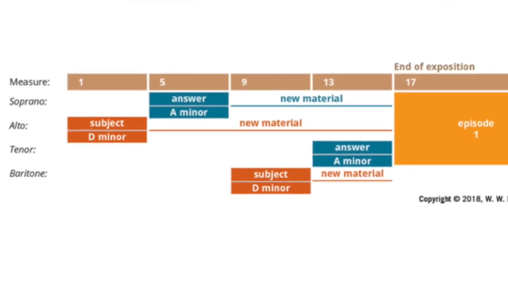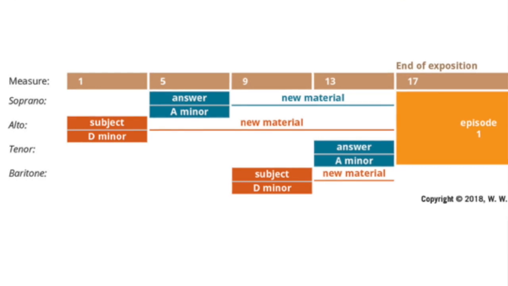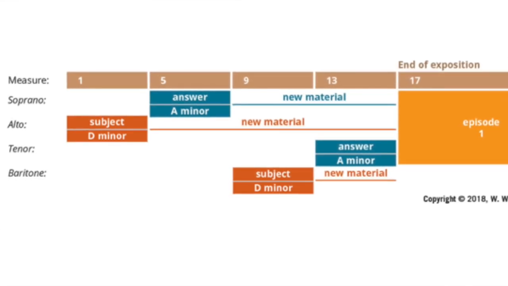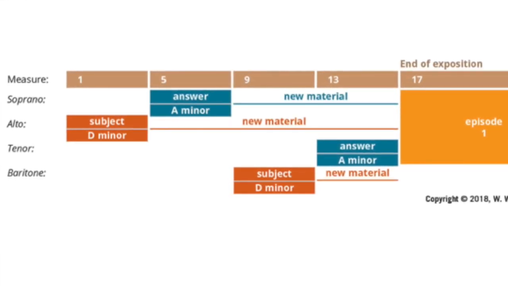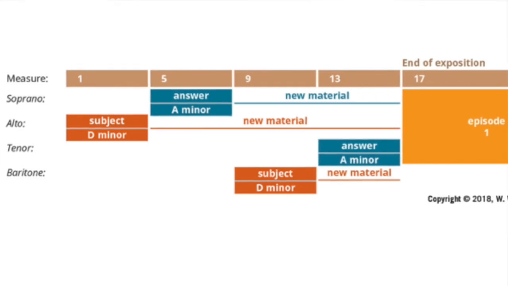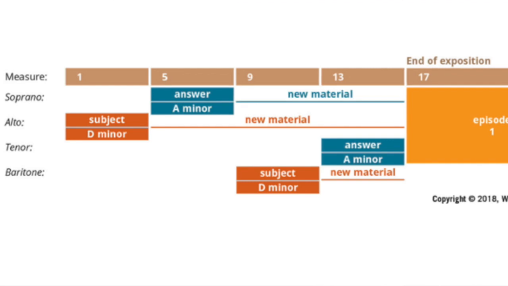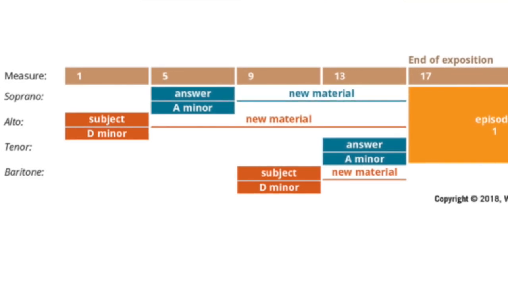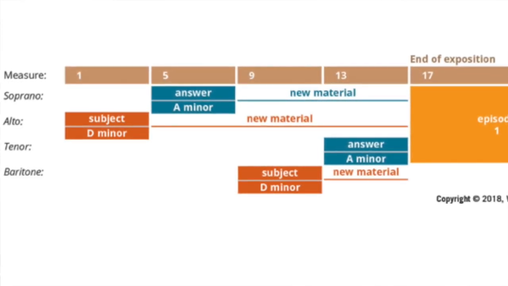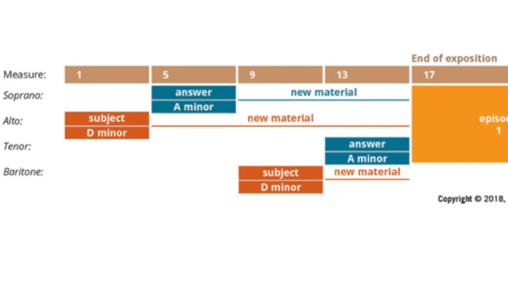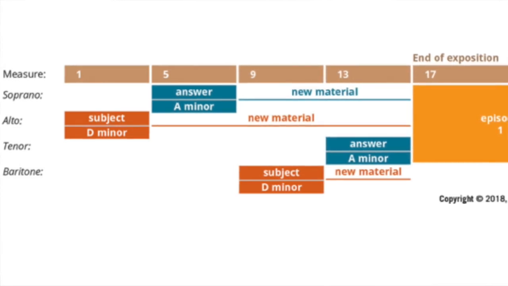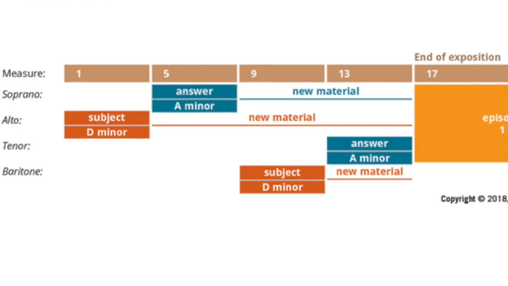subject back in the original D minor key, and the alto who started and the soprano who came in second are now doing new material. And then in measure 13, the tenor voice comes in with the answer in A minor, and then the baritone moves to new material. So after the tenor sings their part, we have finished the exposition.